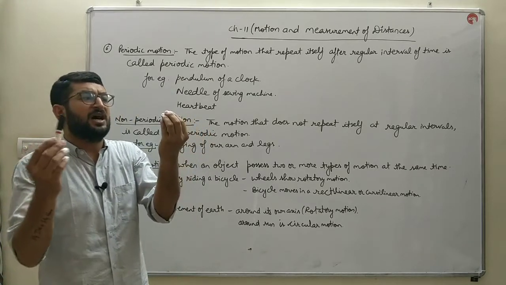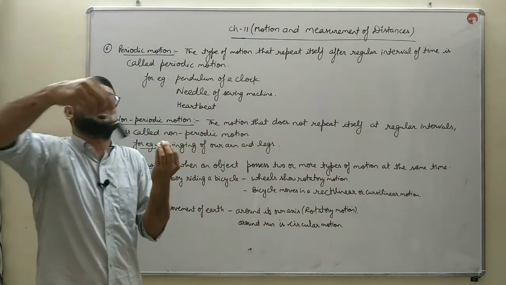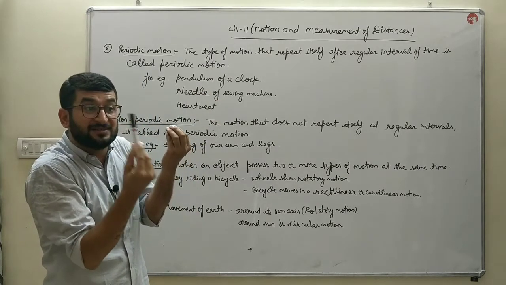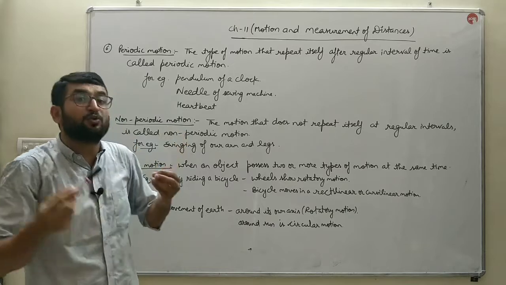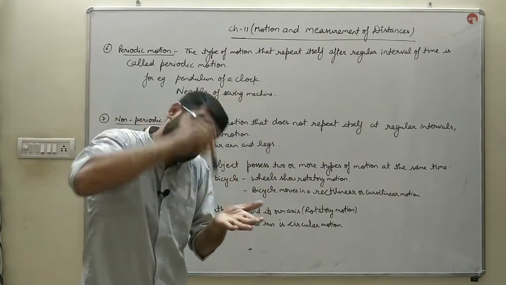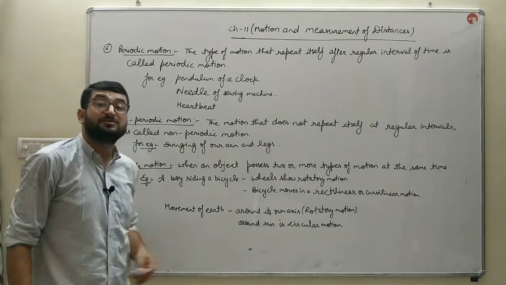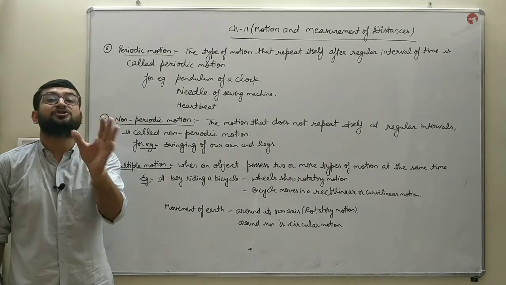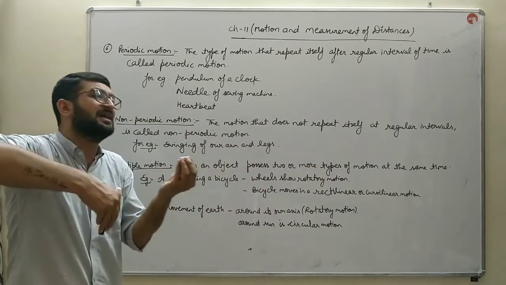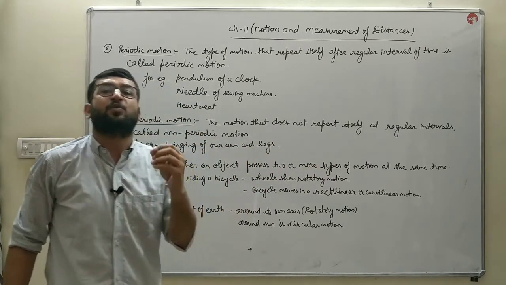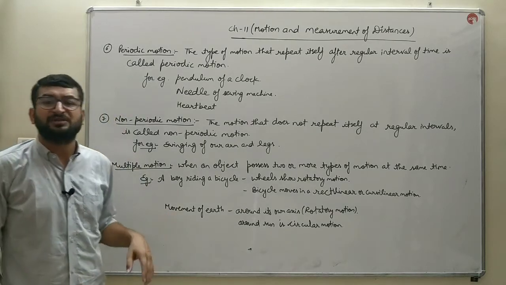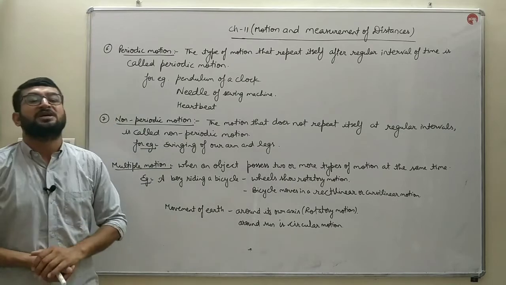Earth moves around the sun, which is a circular motion. Along with that, earth also moves along its axis. So along its axis is a rotatory motion, and around the sun is a circular motion. As well as the movement of earth is also an example of periodic motion. After a fixed interval of time, earth will come to its place again, that is 365 and 1/4 of a day. So these are the examples in which multiple motions take place.